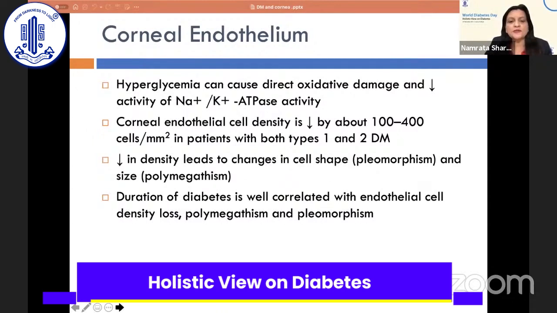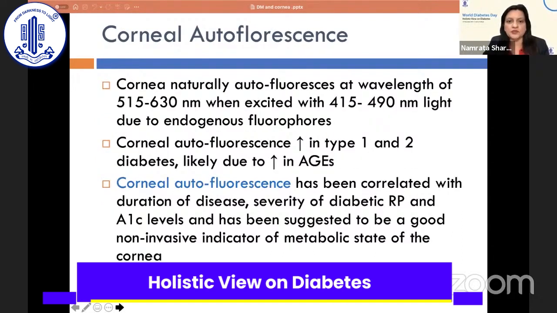As far as the endothelium is concerned, the endothelial cell density would decrease. There would be more pleomorphism, more polymegathism in cases of diabetics. And the duration of the diabetes is well correlated with the endothelial cell density loss, polymegathism, and the pleomorphism.